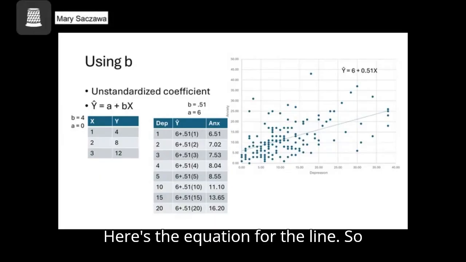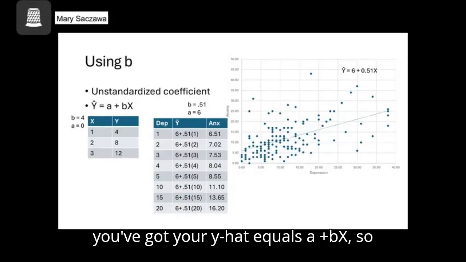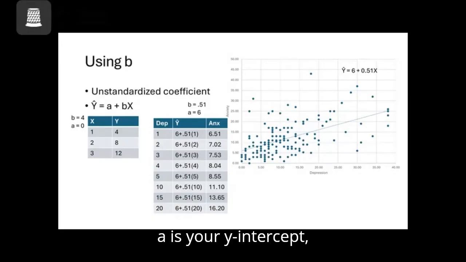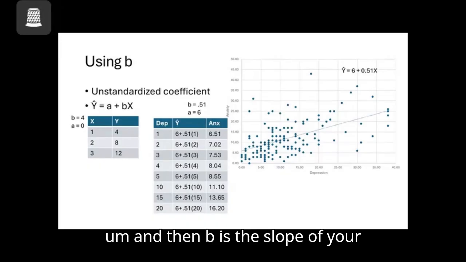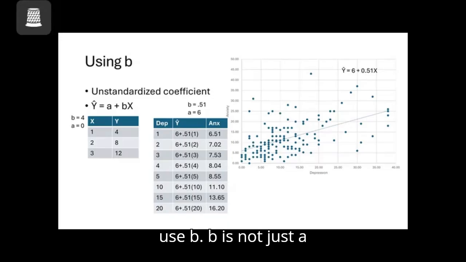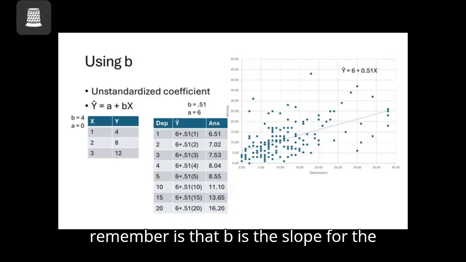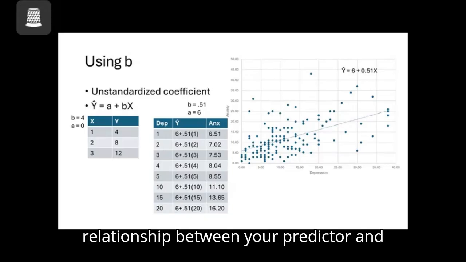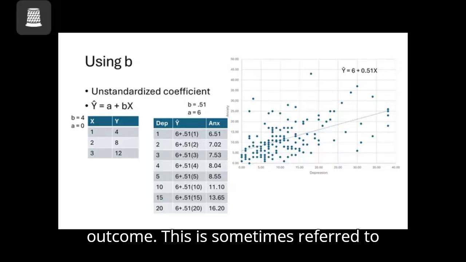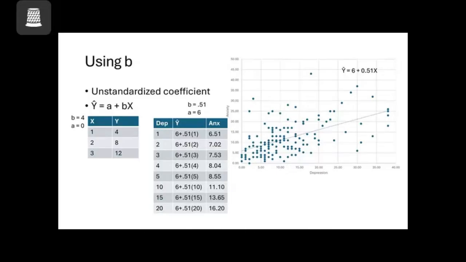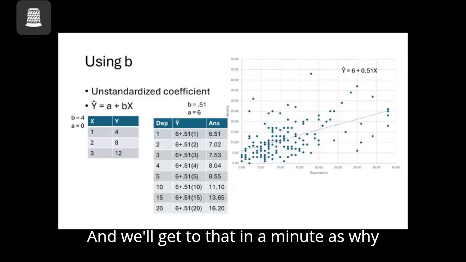Equation for the line. So you've got your y hat equals a plus bx. So a is your y-intercept, and then b is the slope of your line. But we can use b. B is not just a number that exists. We can actually use it, as you've seen. The most important thing for you to remember is that B is the slope for the relationship between your predictor and outcome. This is sometimes referred to as the unstandardized coefficient. And we'll get to that in a minute as to why it's called that.